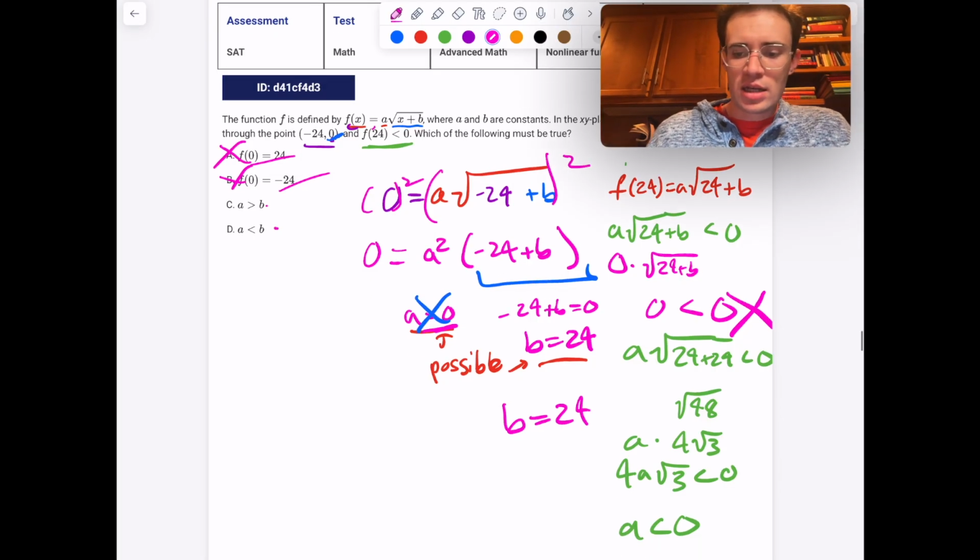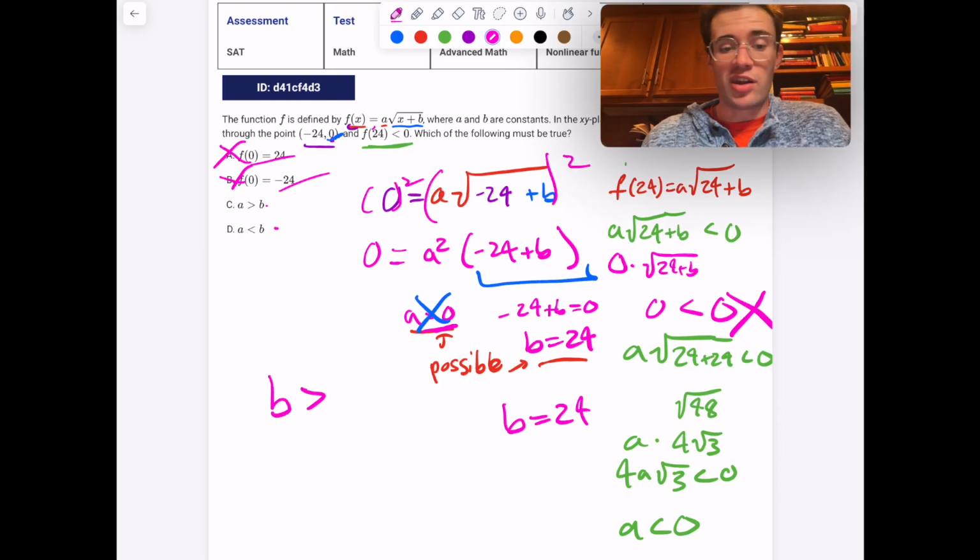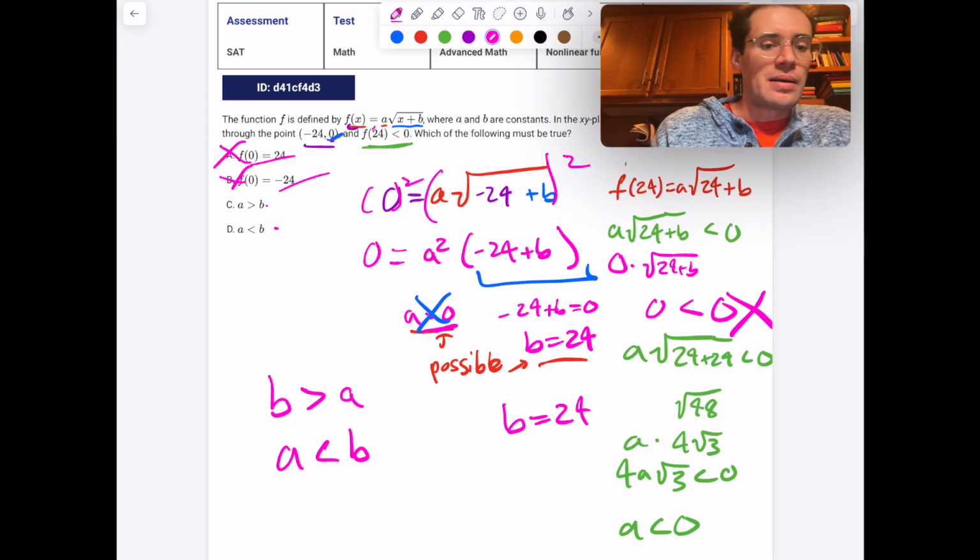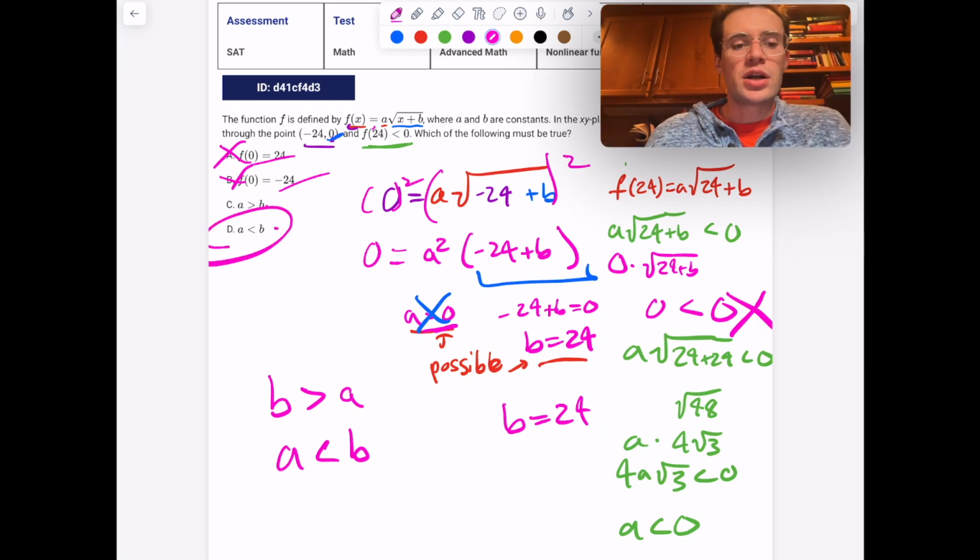All right, so we said a is less than 0, b is 24, so b is the bigger of the two. If you want to think of the alligator method, the alligator is going towards the b is bigger, so b is greater than a, or in other words, a is less than b. All right, so that would be option D.